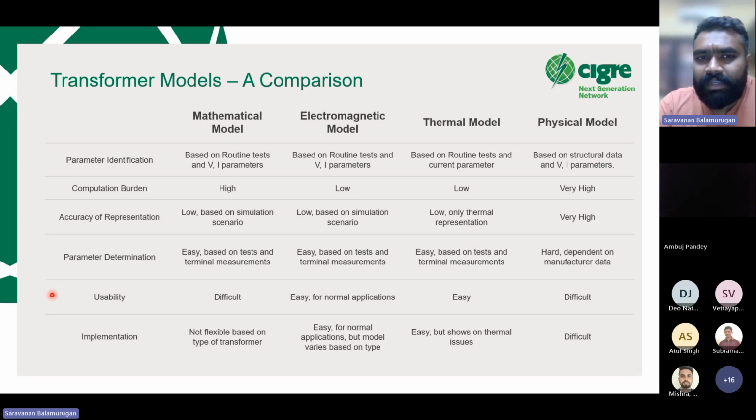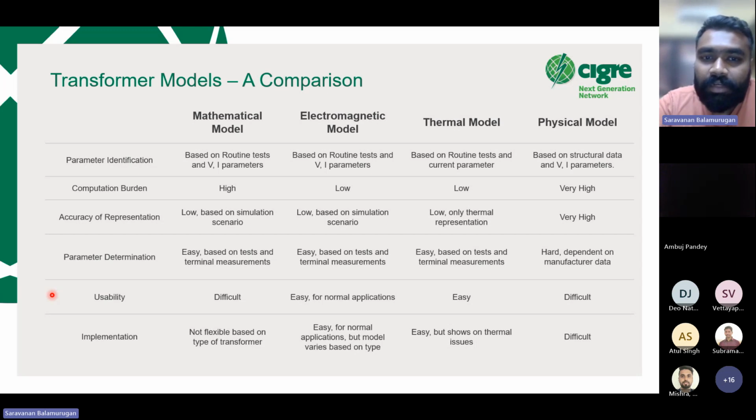So here is a simple comparison between the different transformer models that we have covered. One key thing to understand is that a mathematical model and a physical model will have high computation burdens, which means making them work at a real-time level may not be as suitable. Whereas if you're using a multi-physics model, which is a physical model, you'll get a really good understanding of what your transformer is exactly like, right? You have a very good representation and accuracy, but it also needs a lot of data from the manufacturer, which may not be available publicly, right?